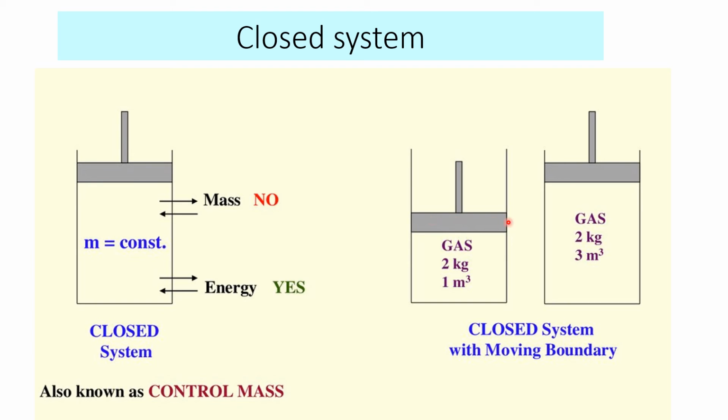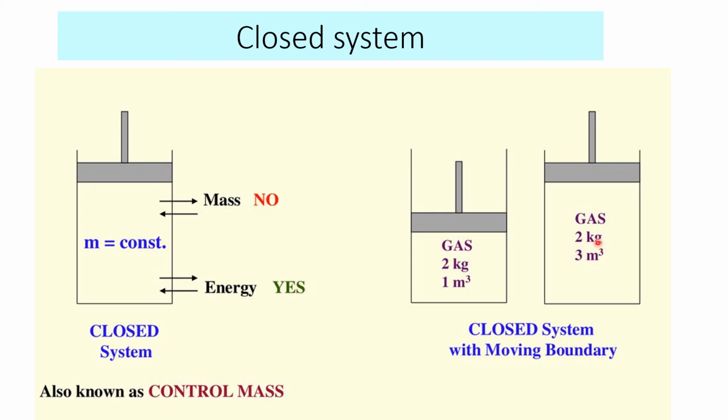That means here the boundary is not fixed. Here the boundary is movable. You can see here the mass will be the same only. The mass of the gas will be 2 kg only. When the gas is heated, it is going to expand the volume of the closed system.